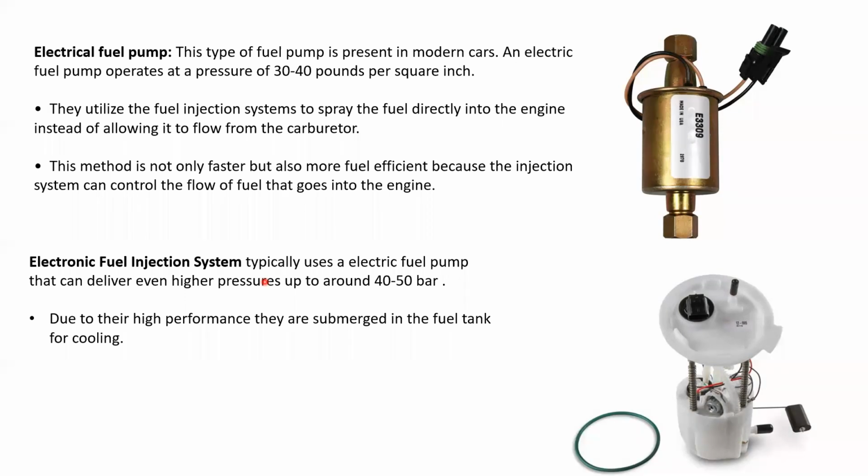As shown in the image above, these come in two different types. One comes with the return line, and the other one, as shown here, does not come with the return line. These can be fixed in between the fuel tank and the carburetor. But the disadvantage is that they can't deliver higher pressure. They can only deliver very low pressure, as shown here, 30 to 40 pounds per square inch.